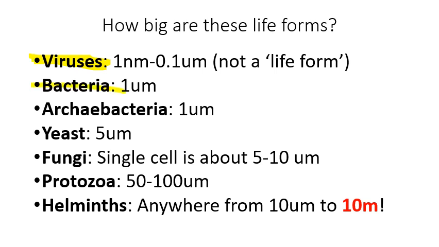Bacteria are typically 1 micron in size. Archaebacteria are also 1 micron in size. As I mentioned, the mitochondria are 1 micron in size, and that's not a coincidence. It's because they used to be bacteria. Yeast cells are typically 5 microns in size. Fungi are the size of a yeast cell, 5 to 10 microns. Protozoa tend to be larger, the protists, and then the helminths are anywhere from 10 microns to 10 meters, depending on what stage of their life cycle they're in.